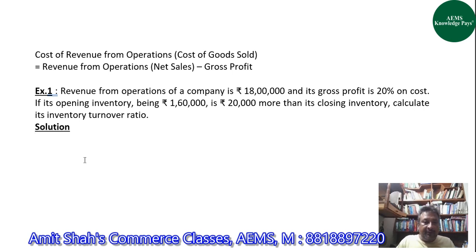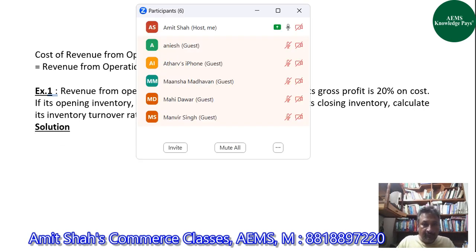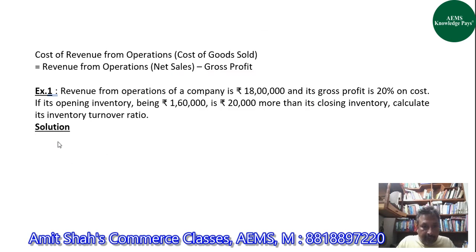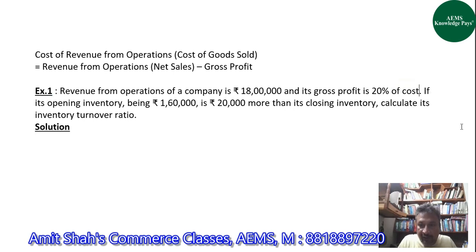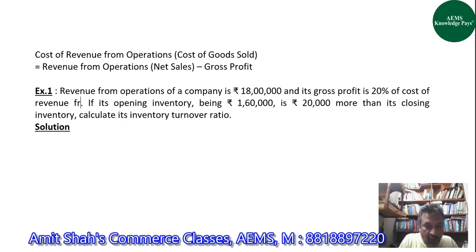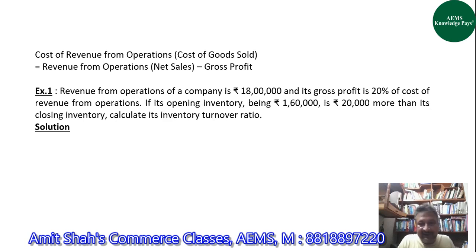Note down, guys, this example, all of you. Gross profit is 20% of cost of revenue from operations. Write it like this, guys.